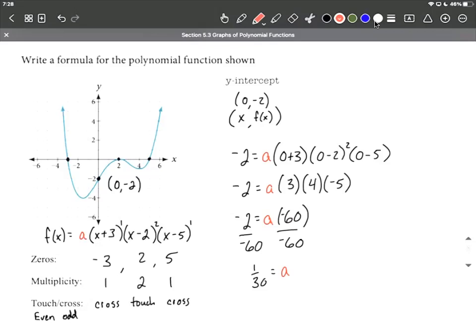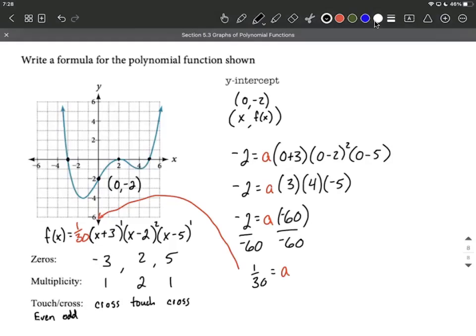All right, so what we're going to do is take that value for our a, go back to where we had it out in front here, and all we have to do is replace it with 1/30. And there's our function that would give us this graph. Hope this helps out as you're working on going from the graph of a polynomial function to the function itself.